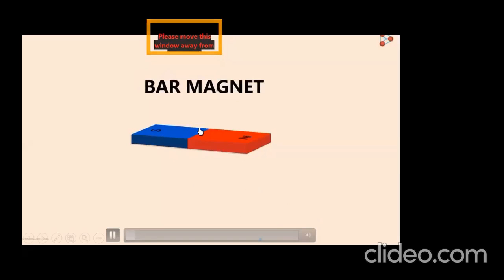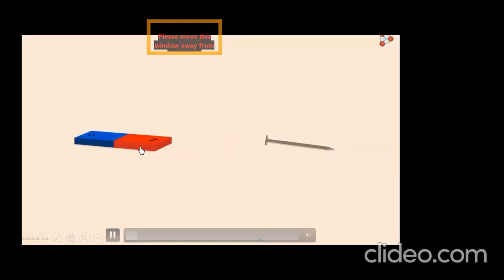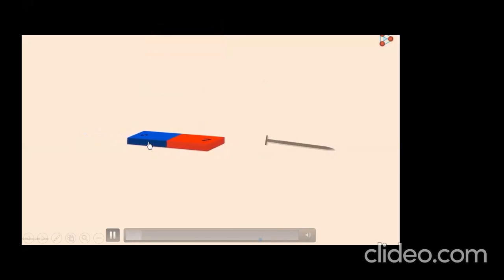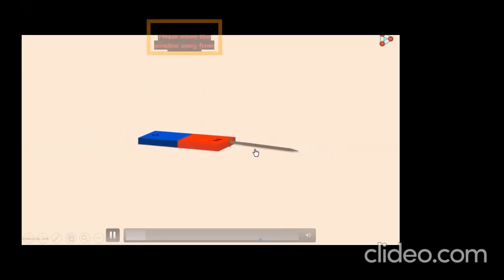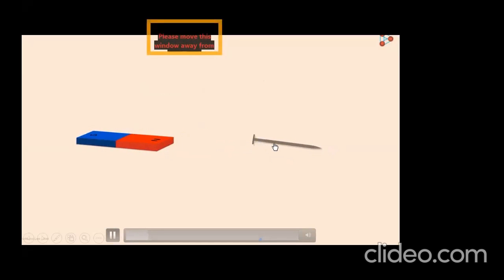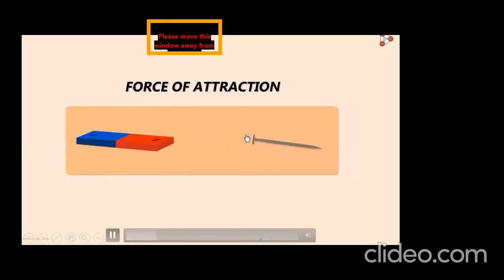Okay, class. This is the bar magnet. You have seen it so many times in your daily life and in books or pictures as well. When we keep the bar magnet at a place and try to bring an iron nail near it, the iron nail is attracted towards it and attaches itself to the bar magnet. This is due to the force of attraction between these two objects.